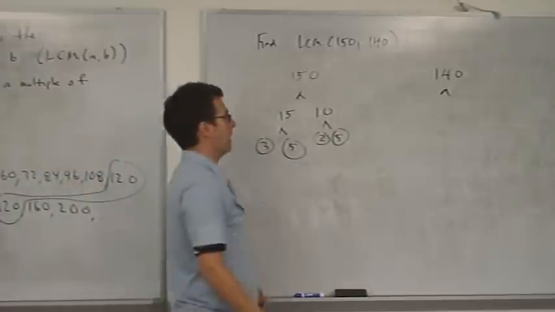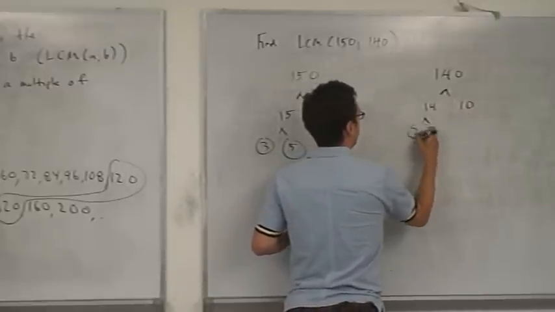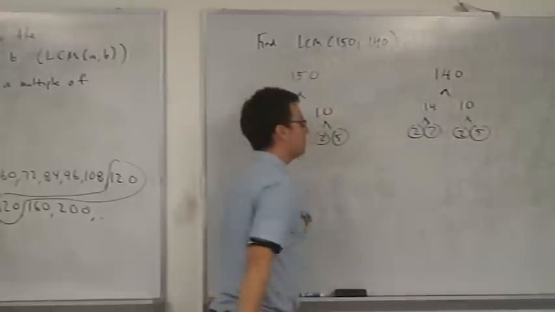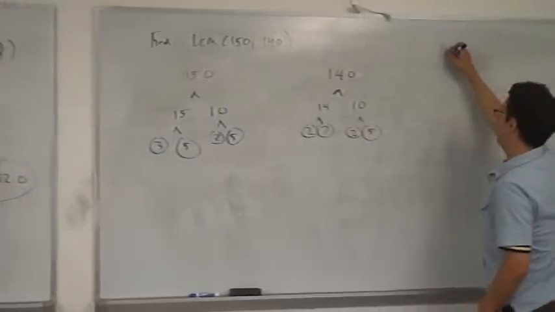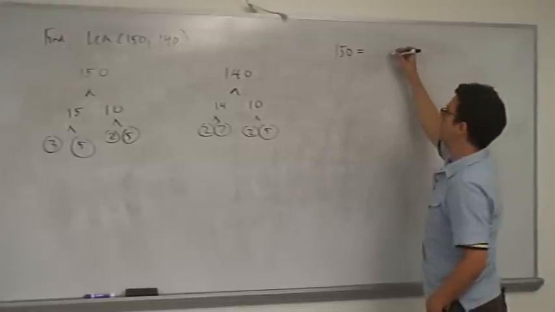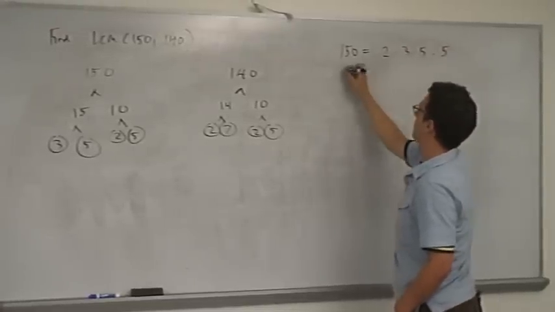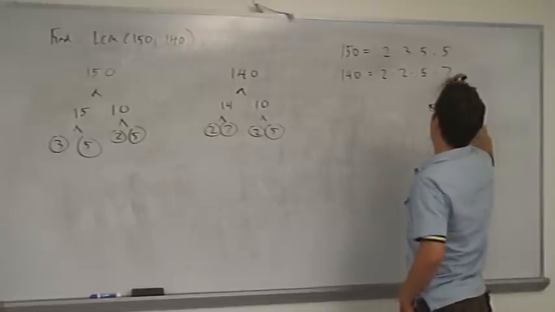140, on the other hand, can be broken down as 14 times 10. 14 is the same as 2 times 7. 10 is the same as 2 times 5. Therefore, our prime factorizations of 150 and 140: 150 is 2 times 3 times 5 times 5. 140 is 2 times 2 times 5 times 7.